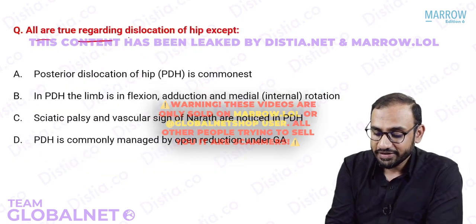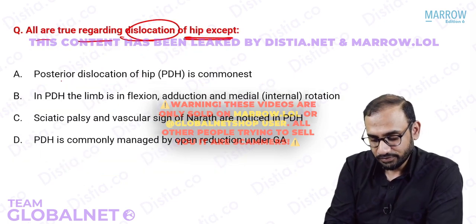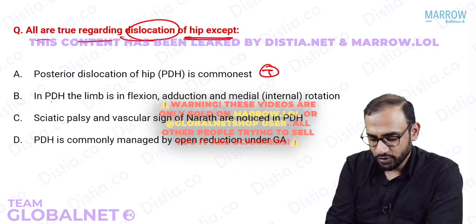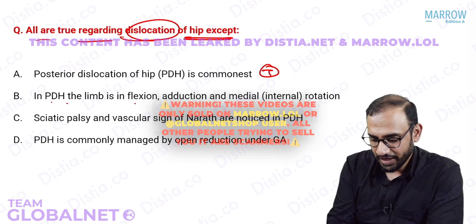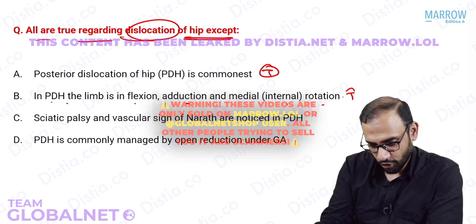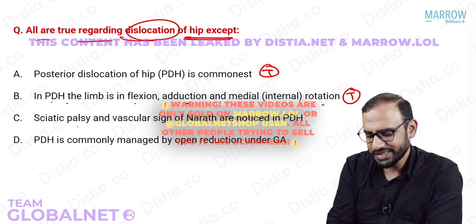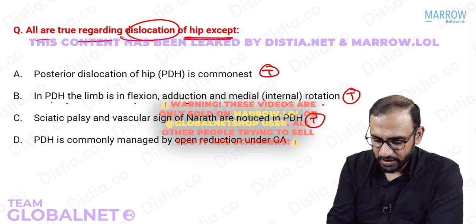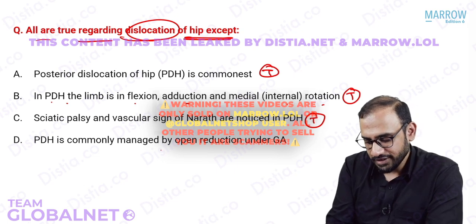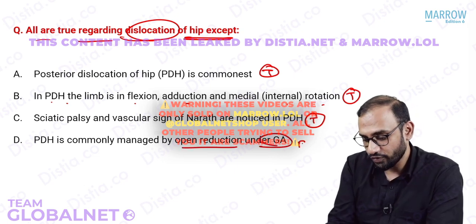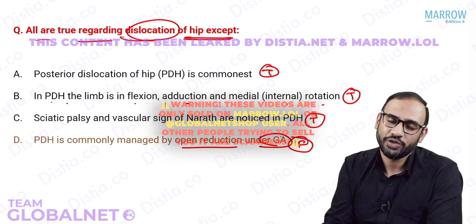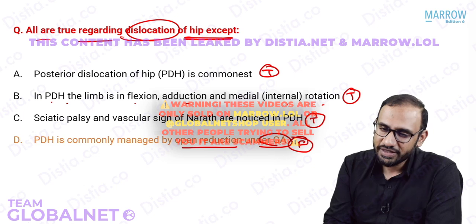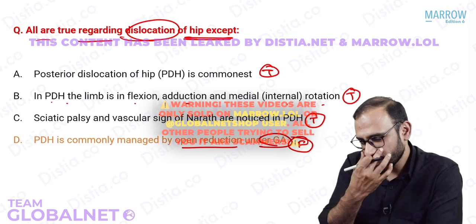All are true regarding dislocation of hip except: posterior dislocation of the hip is commonest, yes, very true. In posterior dislocation of hip, the limb is in flexion, adduction and internal rotation, with shortening also. Sciatic palsy and vascular sign of Narath are noticed in posterior dislocation of hip, true. Posterior dislocation of hip is commonly managed by open reduction under GA? No. Why would you want to open unnecessarily? You can go for closed reduction. If it is not reducing, then you can go for closed reduction under spinal anesthesia. If that is not going, then you can go for open reduction.